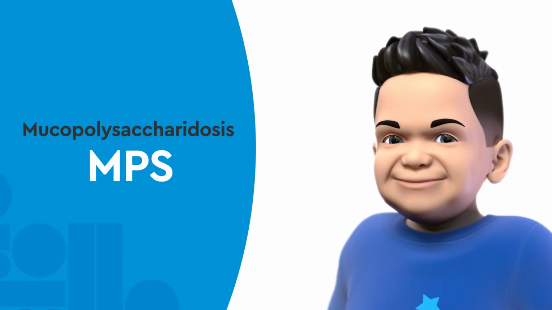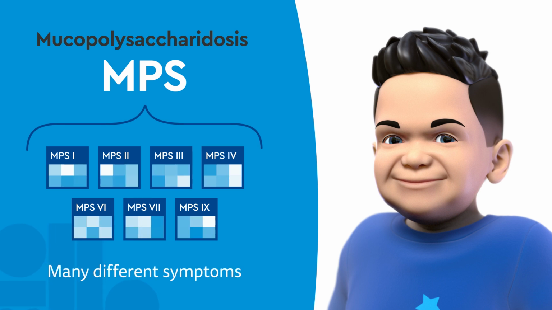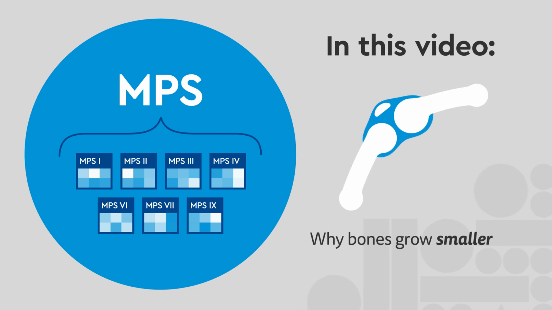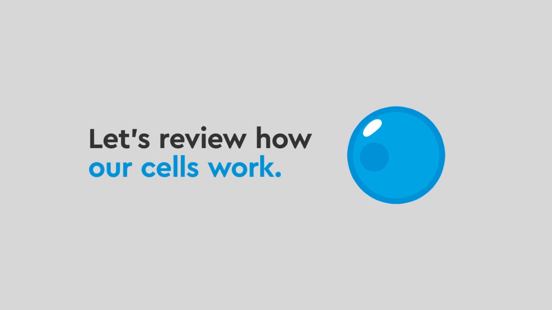Mucopolysaccharidoses, or MPS, is a family of conditions with many different symptoms. But in this video, we will explore how MPS causes some bones to grow smaller and connective tissues to grow larger. To understand MPS, let's review how our cells work.